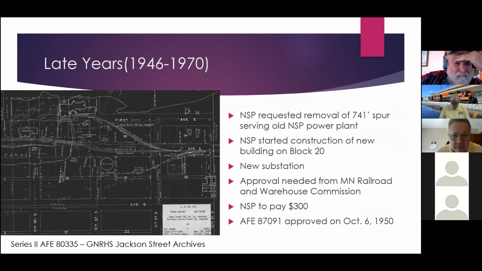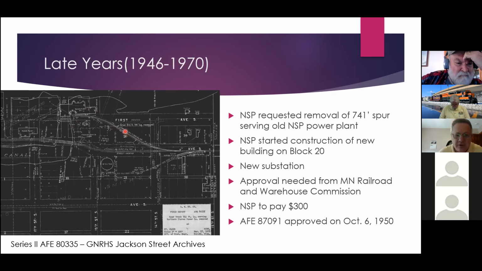So then by 1950, they're no longer using this coal-fired plant, with the new one running. And NSP asked them to take out this trackage because they needed to put in a new building here on block 20. And what the new building was is actually a new substation.